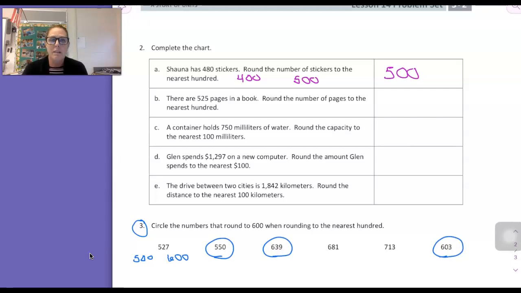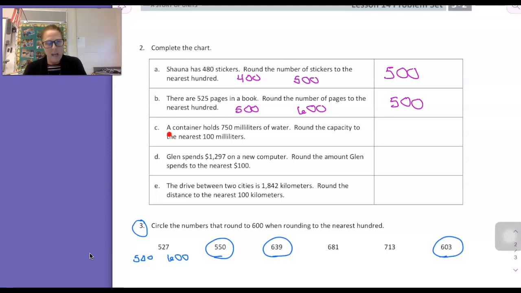Letter B. There are 525 pages in a book. Round the number of pages to the nearest 100. So the 100 before that is 500. The 100 after is 600. When I think about my midpoint, 550, 525 is not at that point. So I'm going to round down to 500.